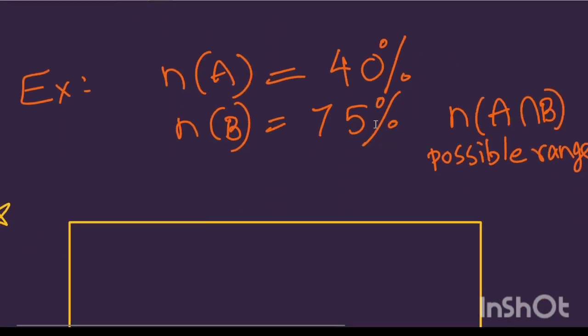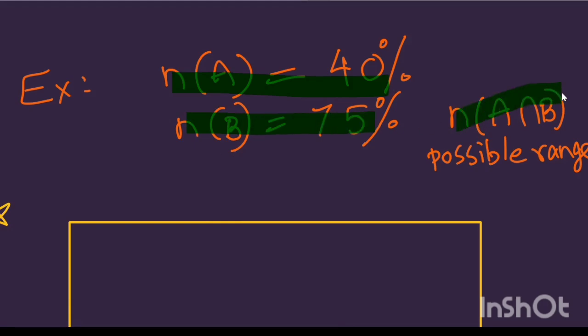Now guys, let's take another example where n(A) is given to be 40% and n(B) is given to be 75%. We have to establish the possible range of n(A intersection B), guys. Okay, so this is what we have to do. So how can we proceed with this?